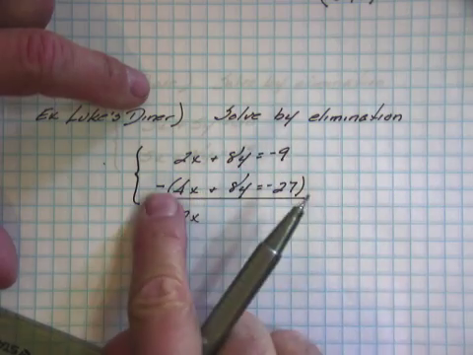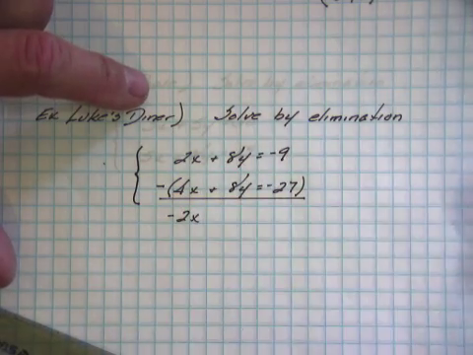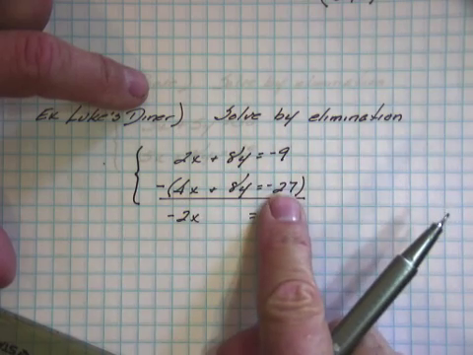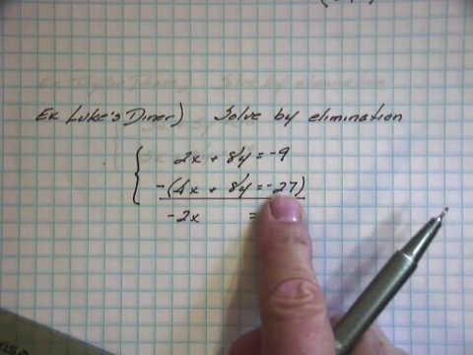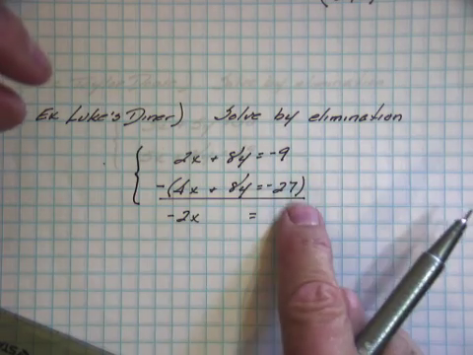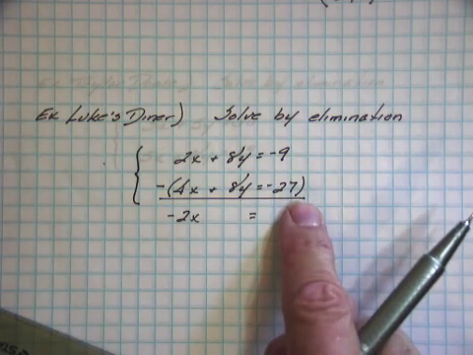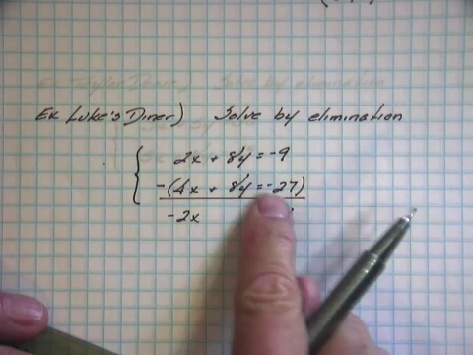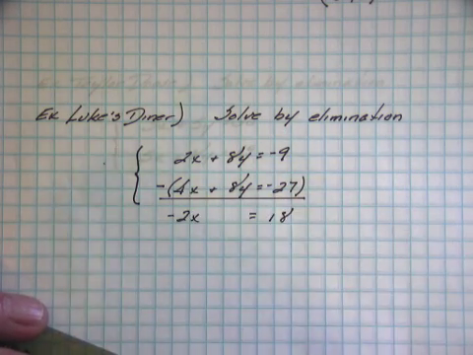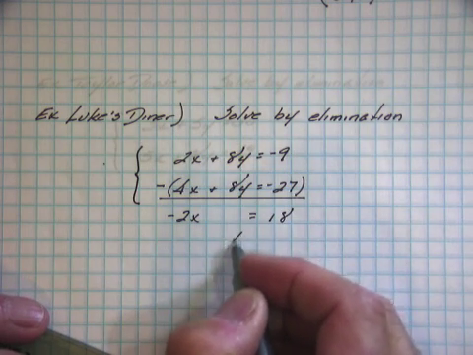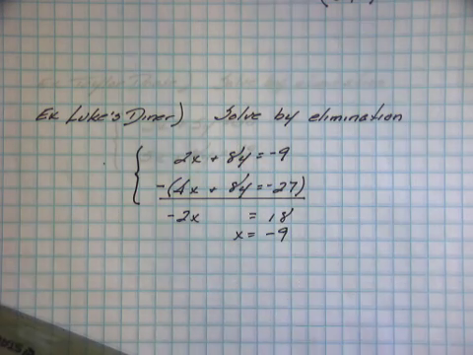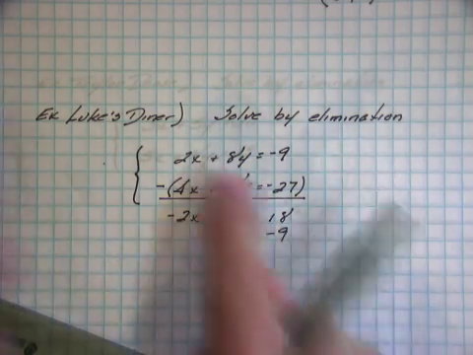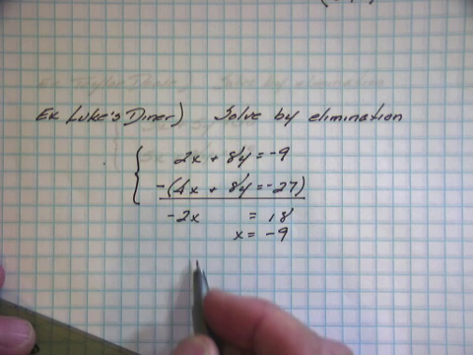2x minus 4x is negative 2x. 8y minus 8y is 0, eliminated. Equals negative 9 minus a negative 27, which is actually negative 9 plus 27. That becomes addition, so we have 18. Minus a negative 27 is the same as adding, okay? Divide both sides by negative 2, and x equals negative 9. So we're halfway done. We have the x value.